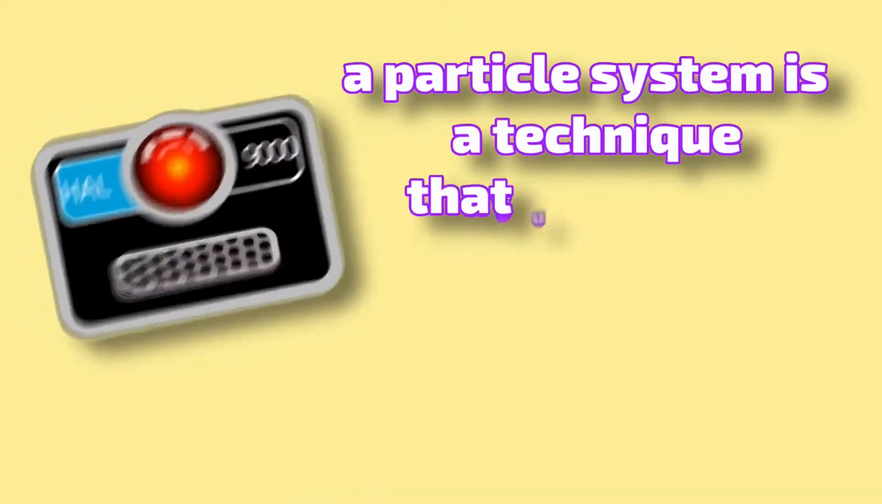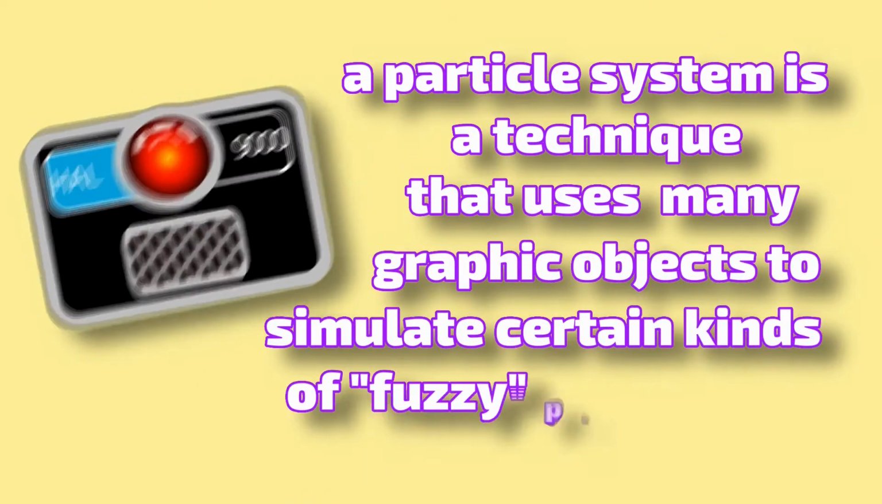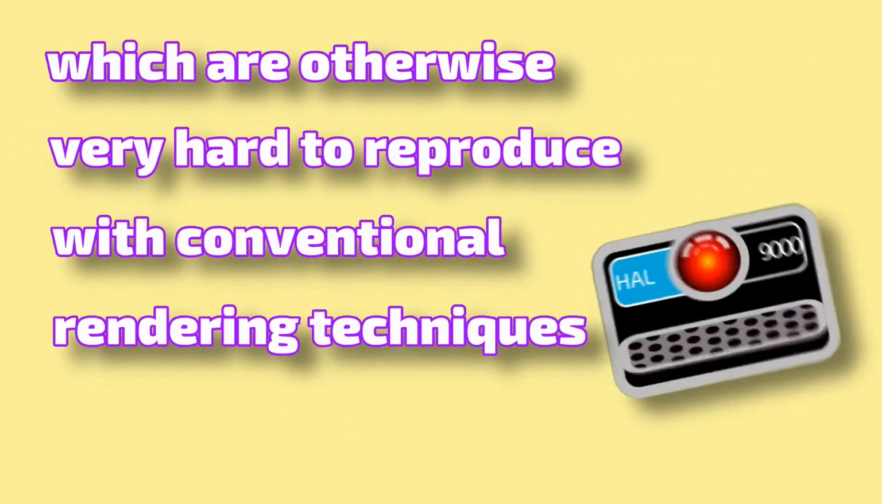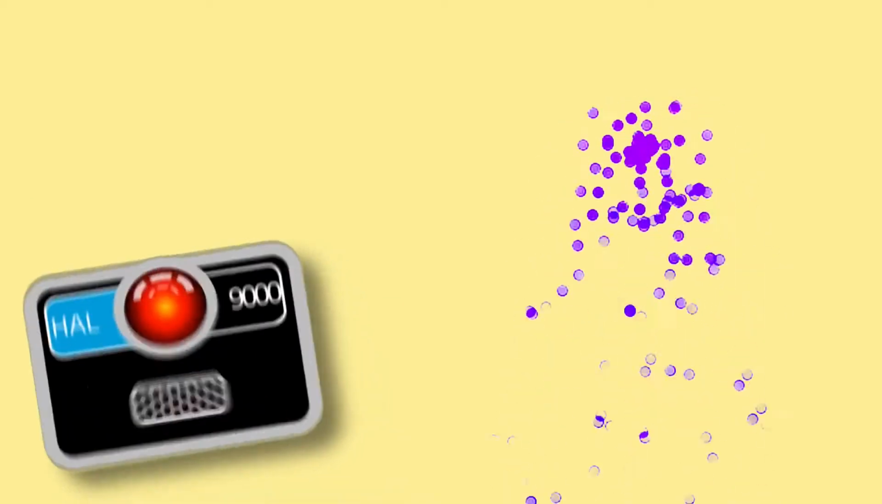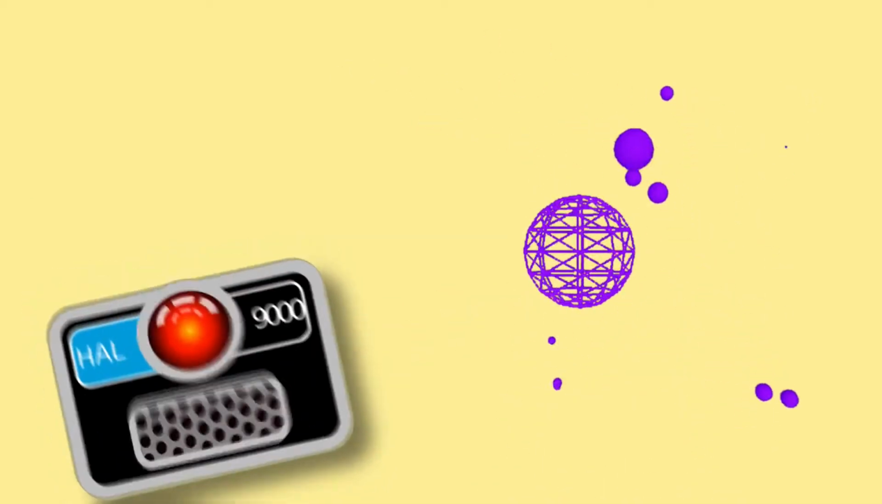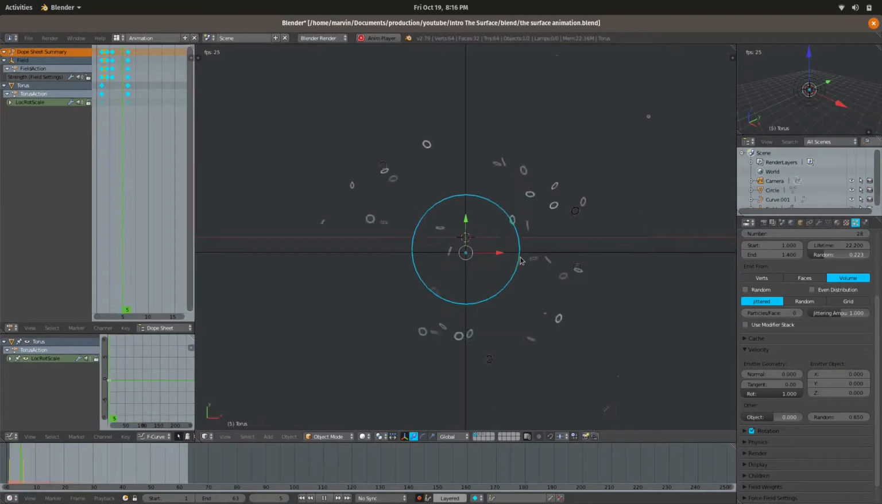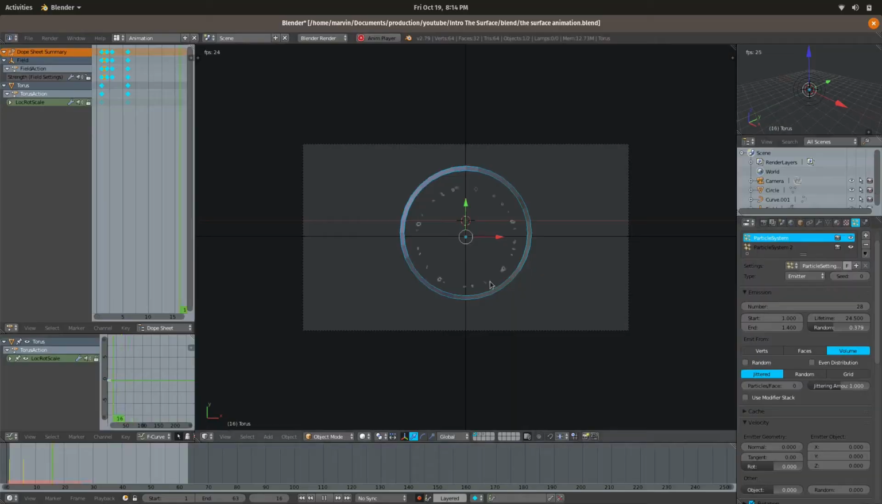I made a raw animation with some particles and some graphic elements. A particle system is a technique that uses many graphic objects to simulate certain kinds of fuzzy phenomena, which are otherwise very hard to reproduce with conventional rendering techniques, usually highly chaotic systems, natural phenomena, or processes caused by chemical reactions. I experimented with the parameters in order to have an effect as pleasing as possible, but I need a smoother animation. The particles have to definitely slow down, because I can't really figure out what's actually happening.